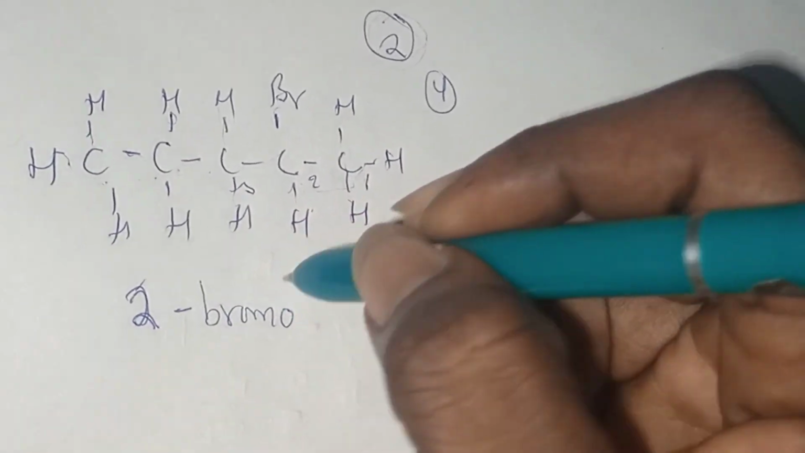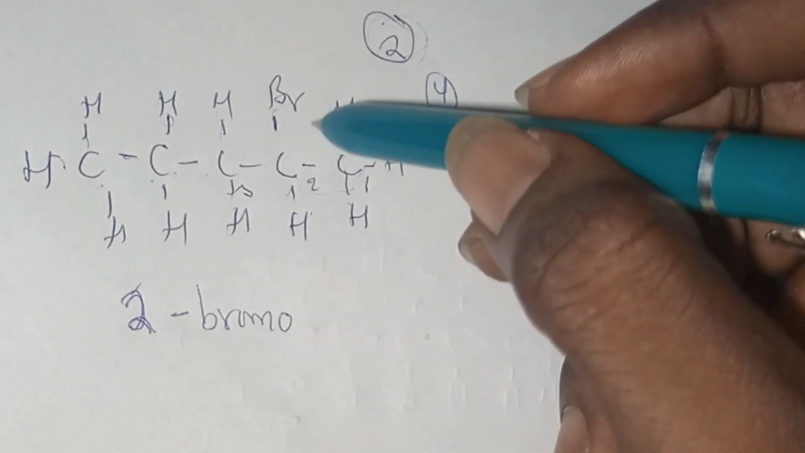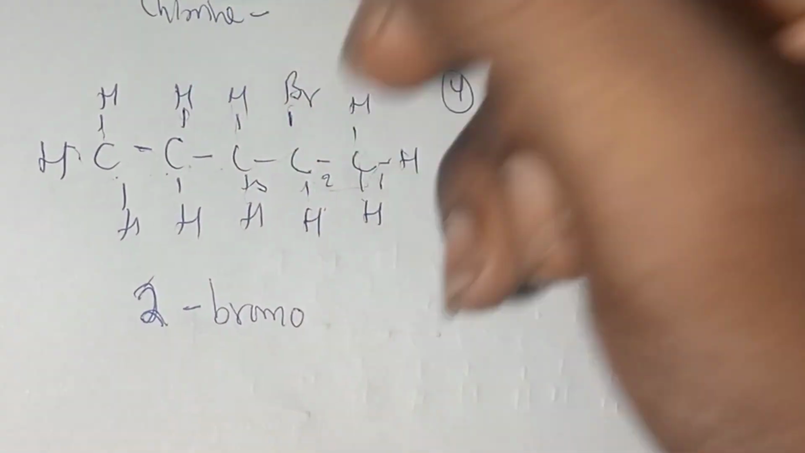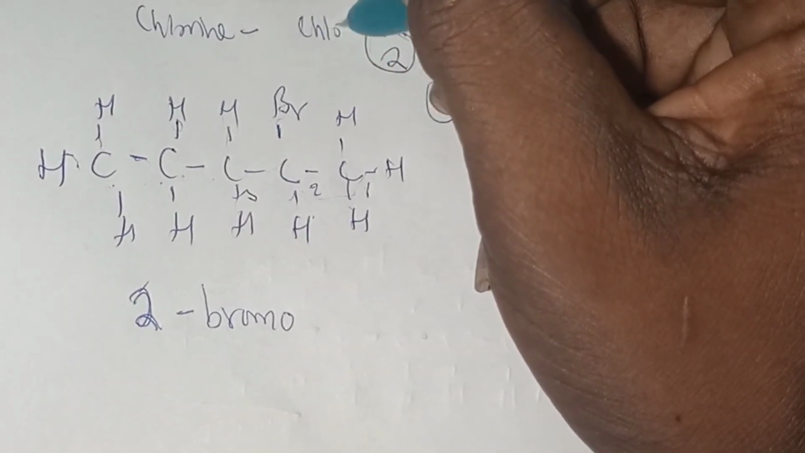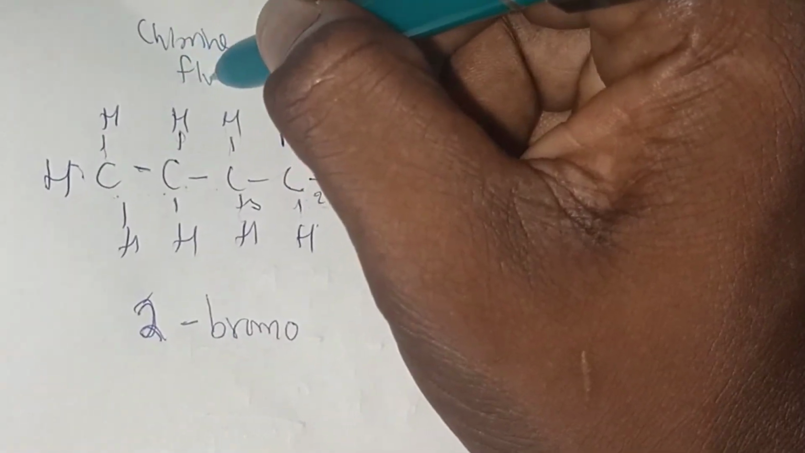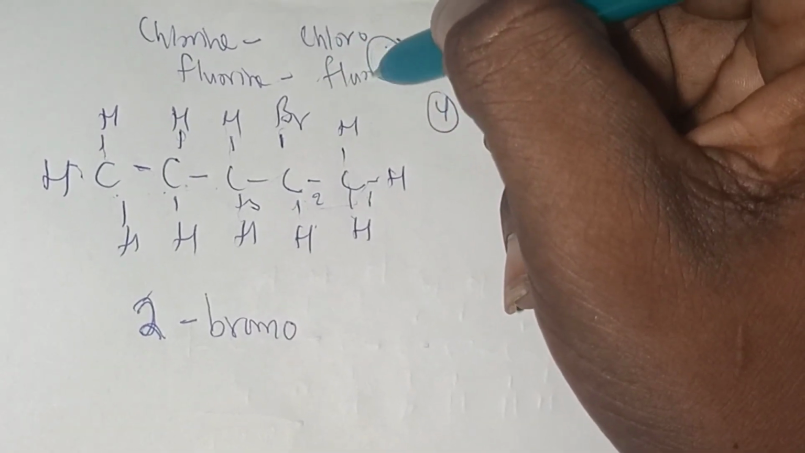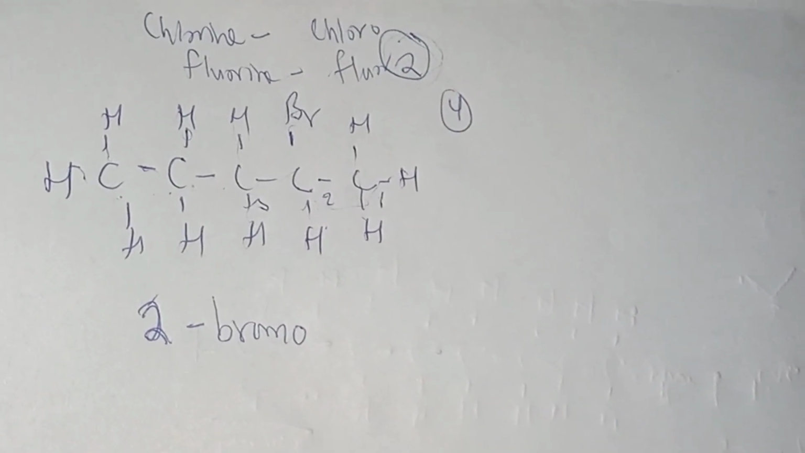bromo. In organic chemistry, the presence of inorganic substances like chlorine is not actually called chlorine again, it's simply called chloro. If you have fluorine, they are basically halogens. That's going to be fluoro. Bromine is going to be bromo.